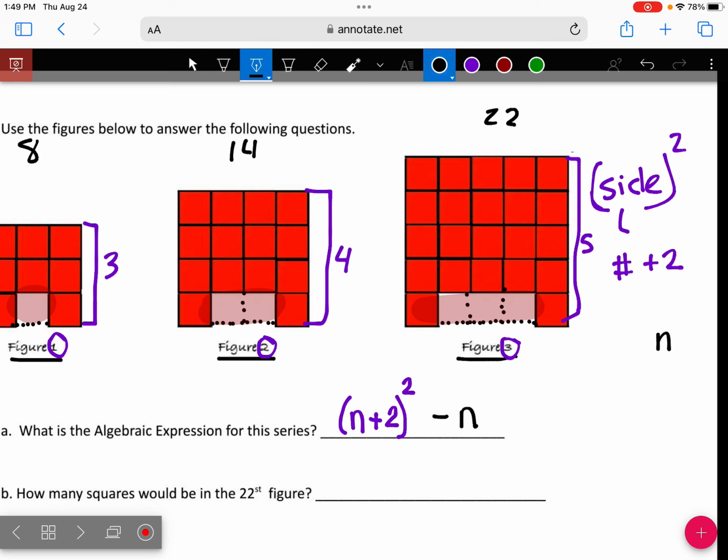Because when we're talking about how many cubes would be in the 22nd figure, so if n is 22, we're going to grab a calculator and get 22 plus 2, so 24 squared minus 22. And we're going to type it in the calculator, which I think I may have done wrong on the answer key, but that's okay.